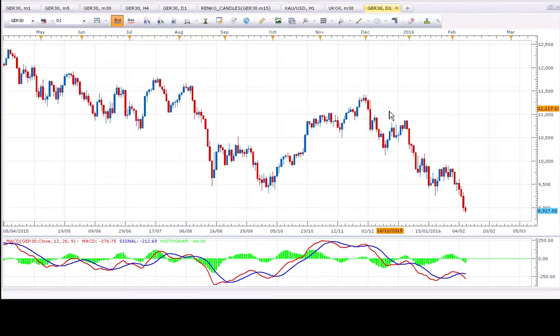So let's bring up a chart. In front of me here, I have a chart of the German DAX, which has fallen like a stone. It's the last 6 months or so's worth of data. And underneath that, we've got a MACD indicator that's been preloaded.